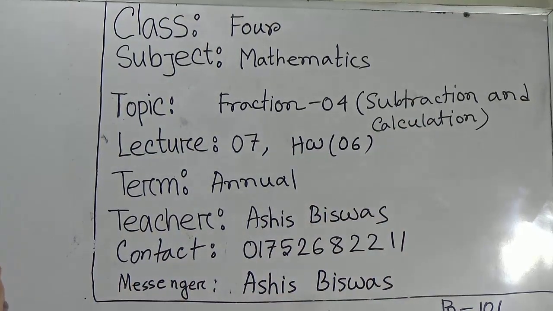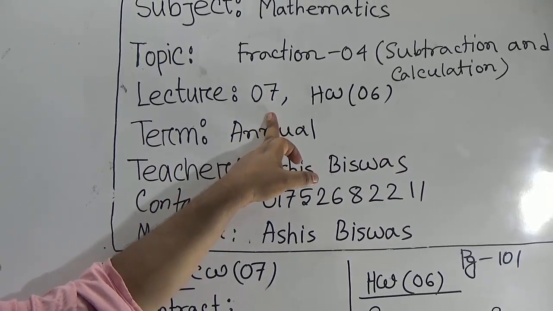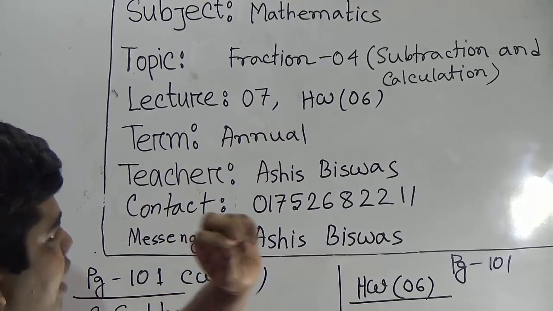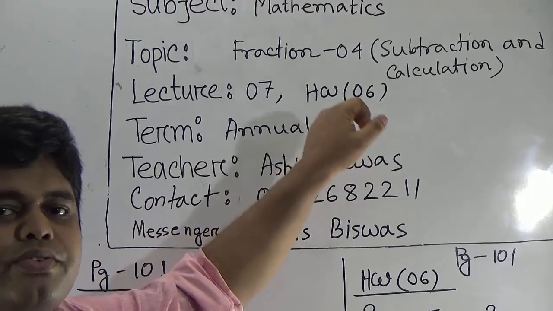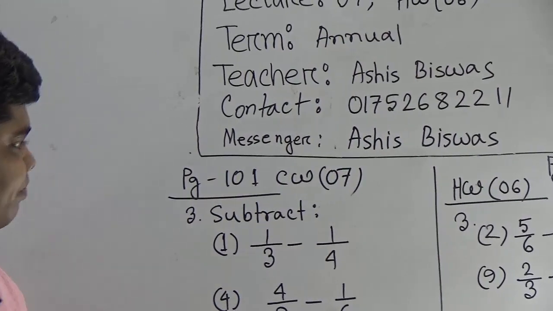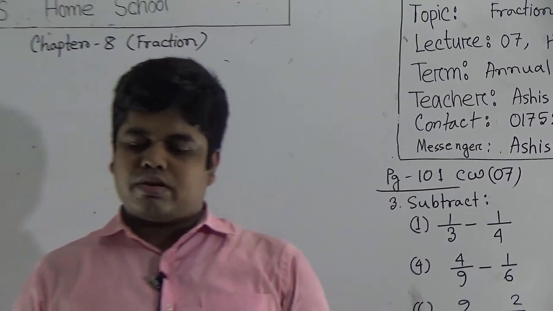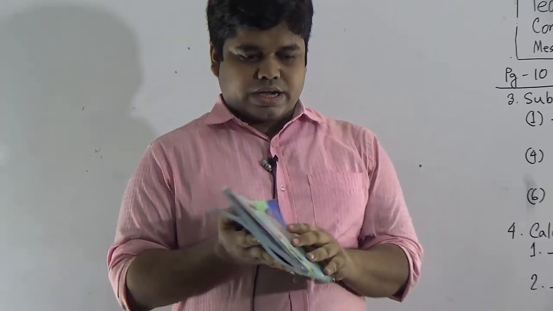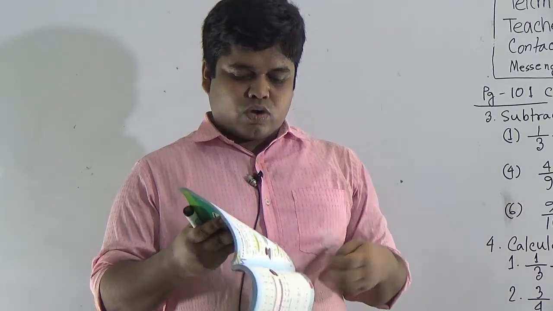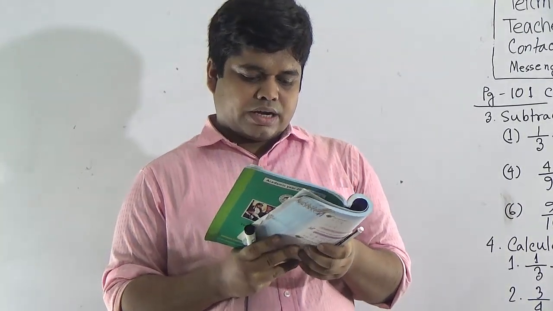My dear students, today is our lecture number 7 of annual term. And today we shall give you SW, which is SW number 6. In our lecture, please open your EMB book, that is Elementary Mathematics. Open page number 101.